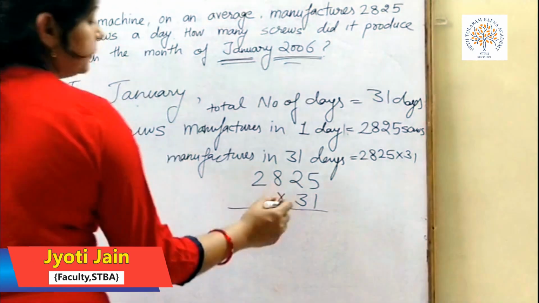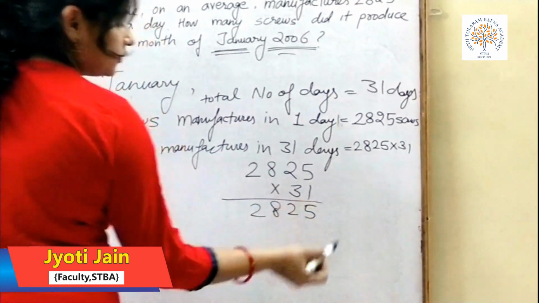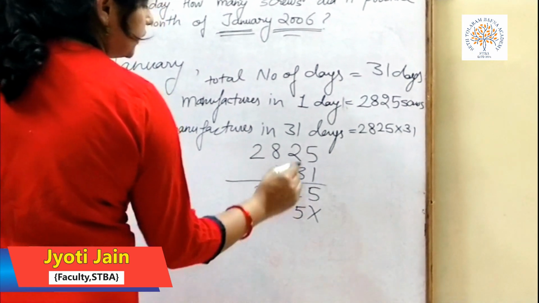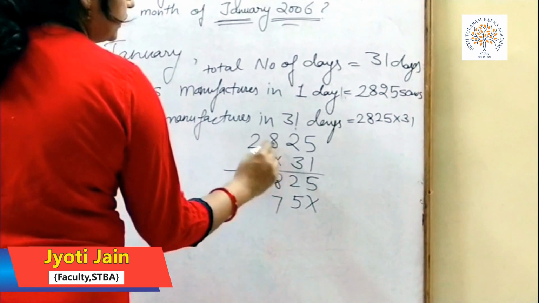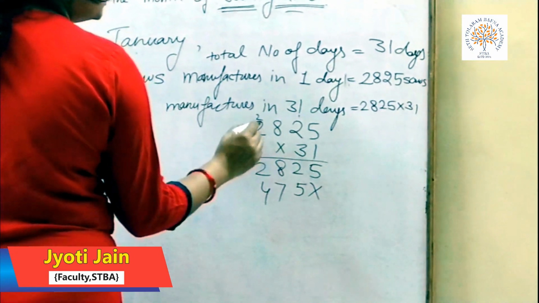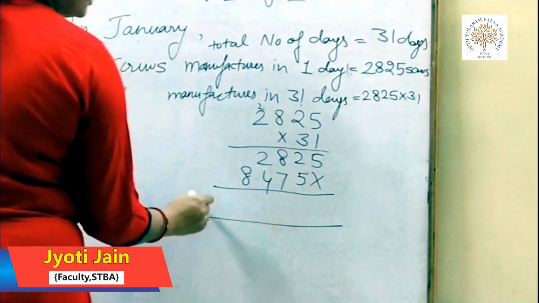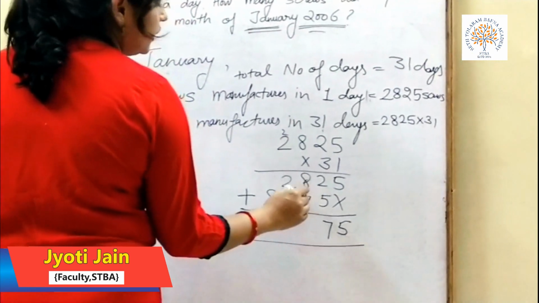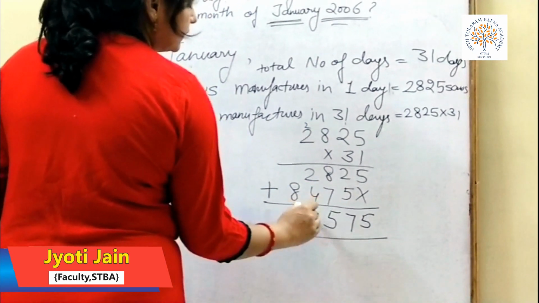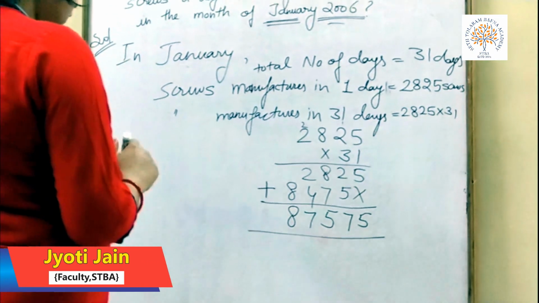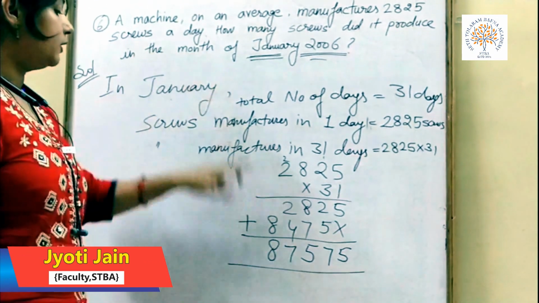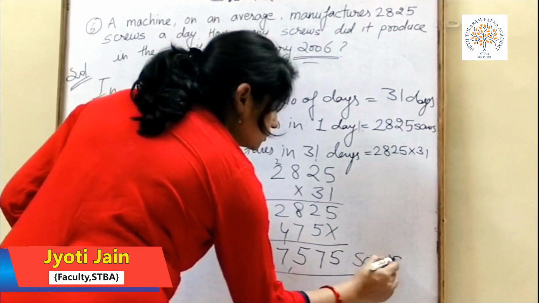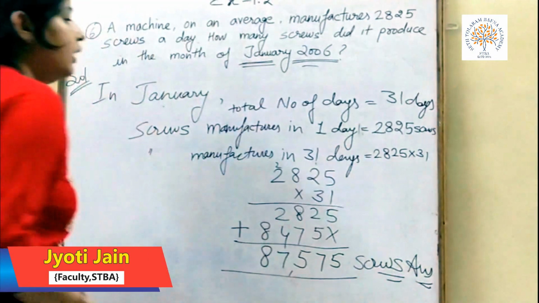Okay, multiply it by 1. So it will be 2,825. Okay, and the next is multiply it by 3. So 3 5s are 15. 3 2s are 6 plus 1 is 7. 3 8s are 24. And 3 2s are 6 plus 2 is 8. Now add them. Okay, so 5, then 5 plus 2 is 7, 8 plus 7 is 15, and then 7, and then 8. So how many screws were produced in the month of January? 87,575 screws. This is the final answer.